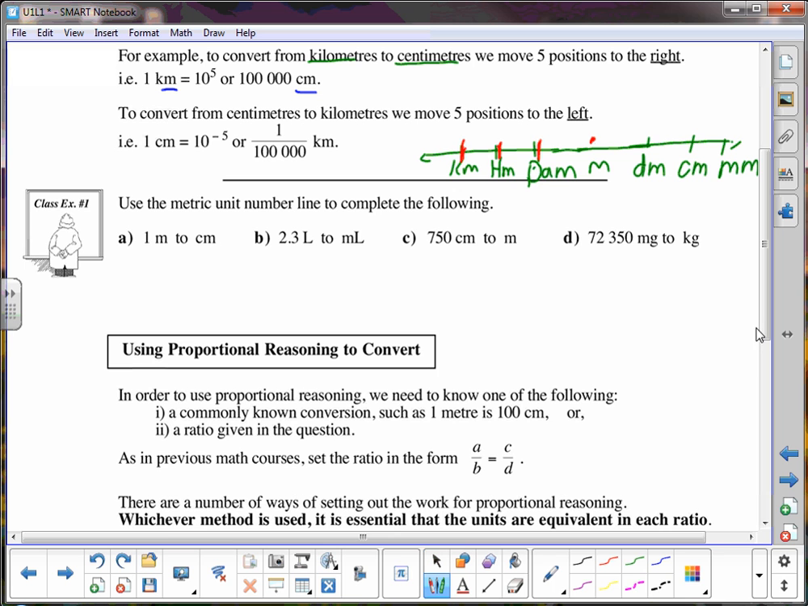There we go: meters, decimeters, centimeters, millimeters. Okay, so there's our line, and you always want to have that handy. So, meters to centimeters.